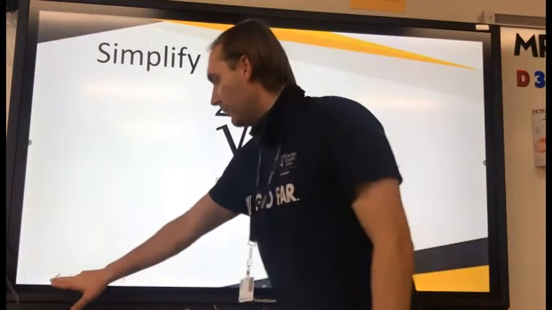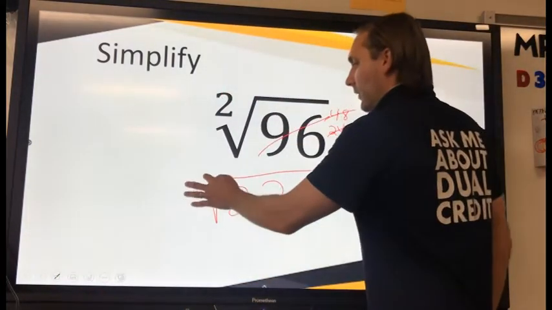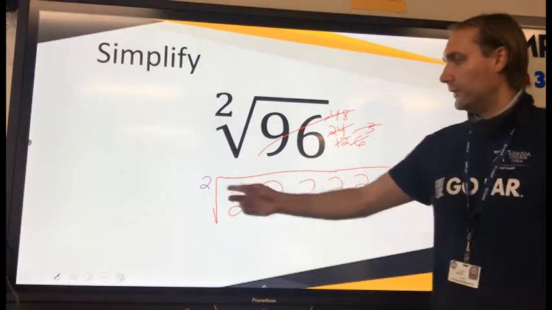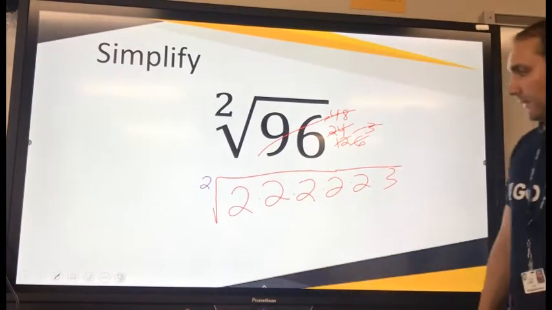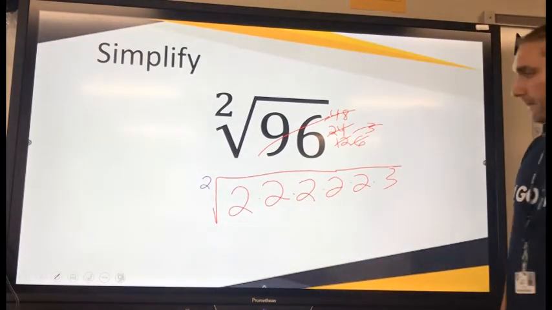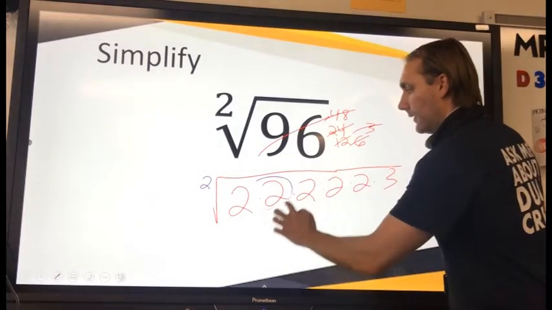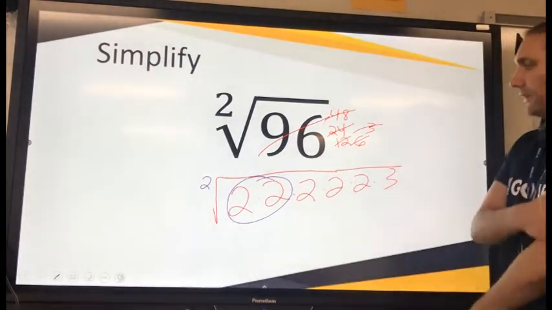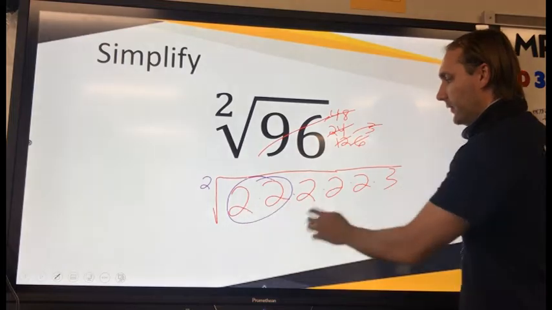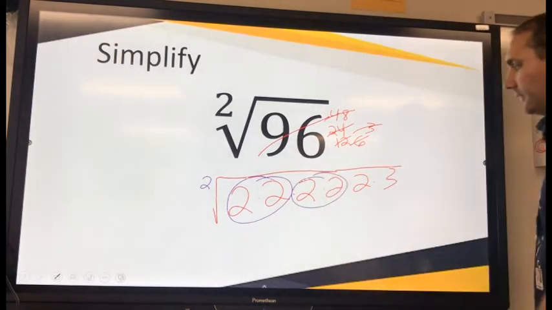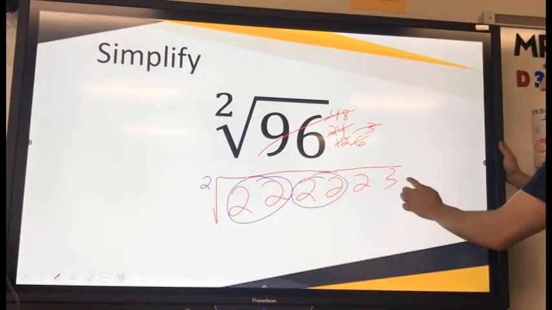So I've written my prime multiples and I'm looking at square root, so I'm looking for sets of 2. Where do you see that? Right there, so 1 set, 2 set, and then you got the 2 and the 3 that's left. Very good. So I have a pair of 2's, another pair of 2's, and then nothing else.